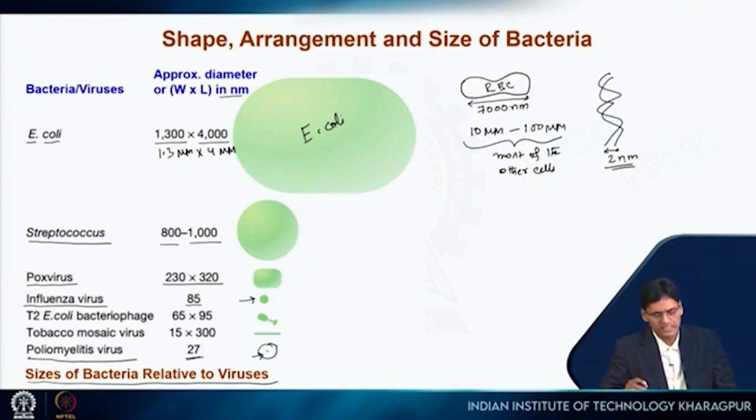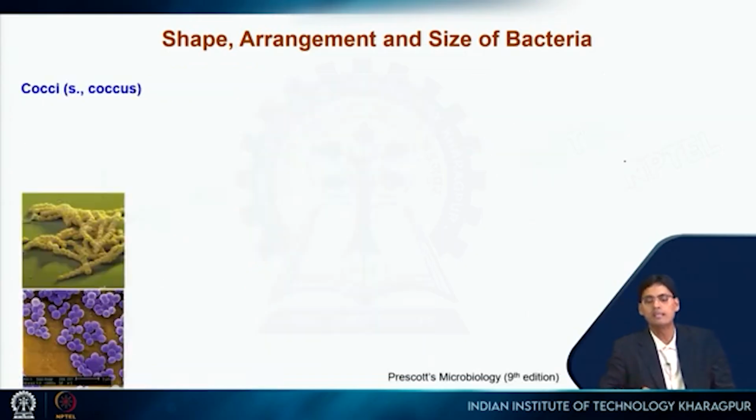Now these small bacteria organize in different ways. Different types of organizations are available. That is one thing. The other thing is, although they are small, they still have different types of shapes. So we are going to discuss in this slide different types of shapes and organization of bacteria.